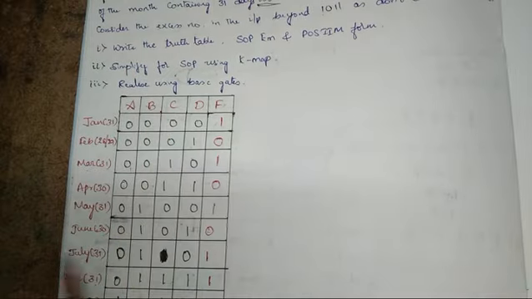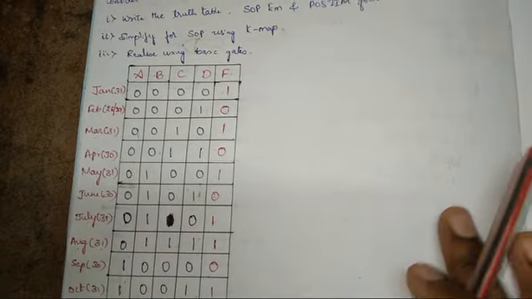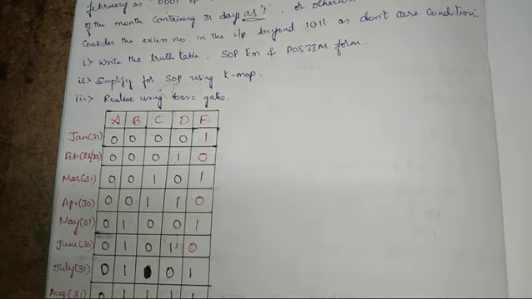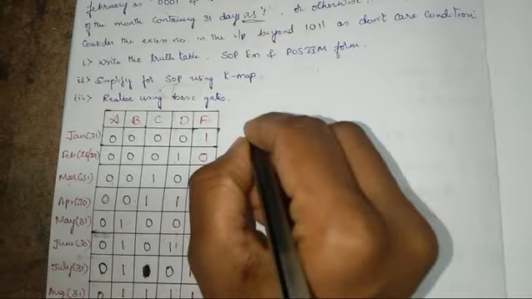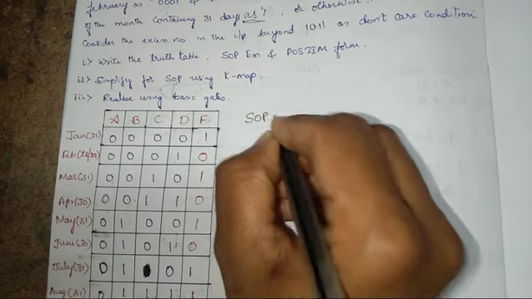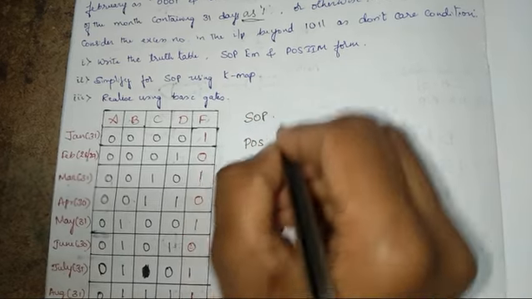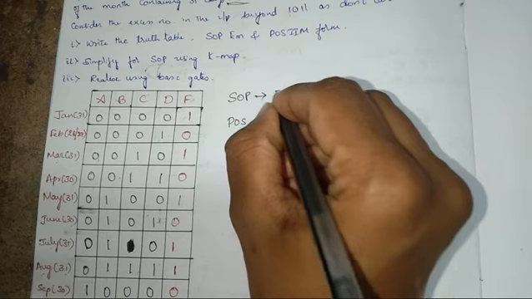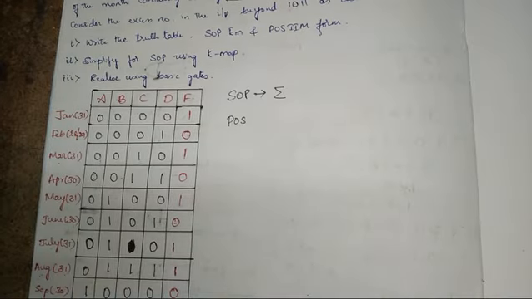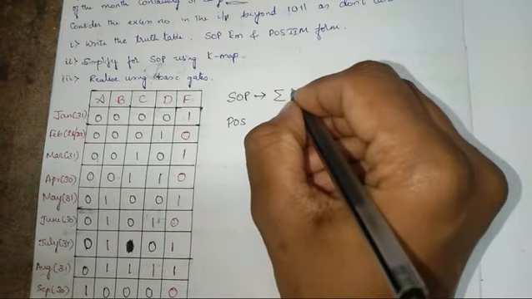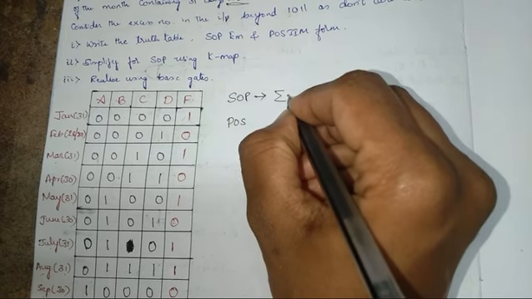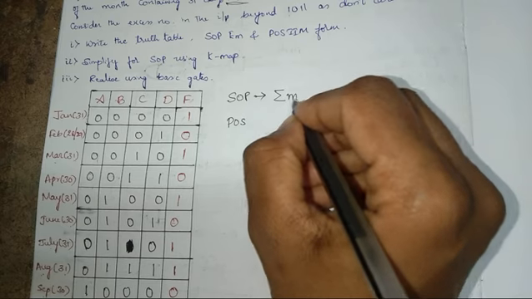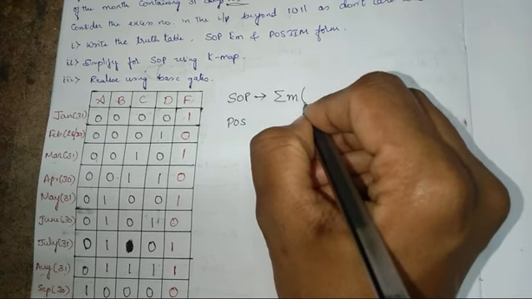Now our truth table is ready. The first task was to write the truth table, and we have written it. Next, they have asked us to write the SOP form, as well as the POS form. To write the SOP form, we will use the symbol sigma. Write the letter sigma, and then you can use the small letter m, or else you can leave that out also.